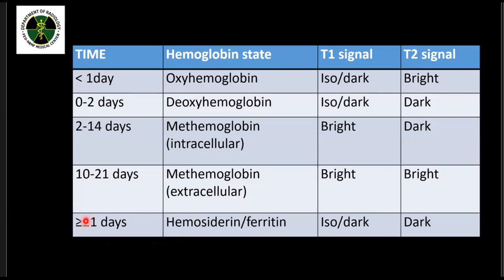So here's the table for less than 1 day, 0 to 2 days, 2 to 14 days, 10 to 21, and 21 days. So that's the T1 and T2 signal. For the hemoglobin state, it evolves from oxyhemoglobin, deoxyhemoglobin, methemoglobin, intra- and extracellular, and hemosiderin, ferritin, depending on the time. As well as here, for the T1, T2 signal, we can see the dark, bright, etc.